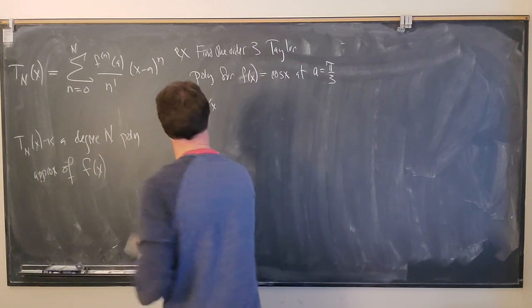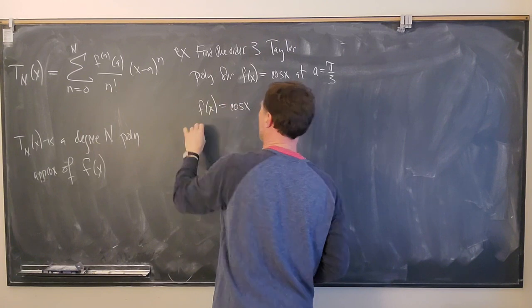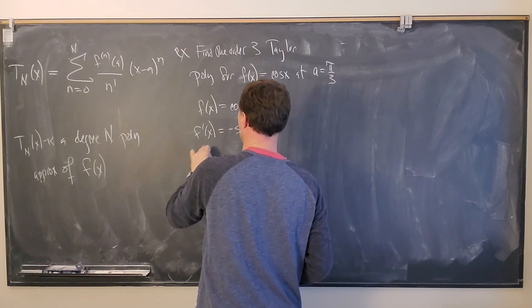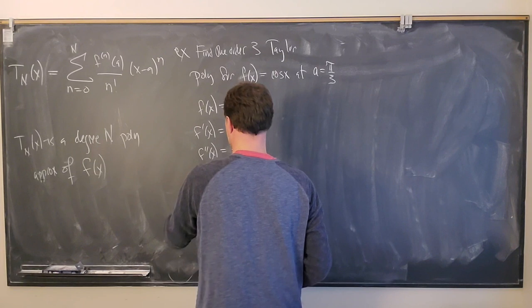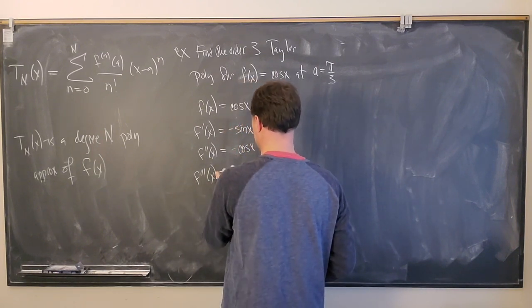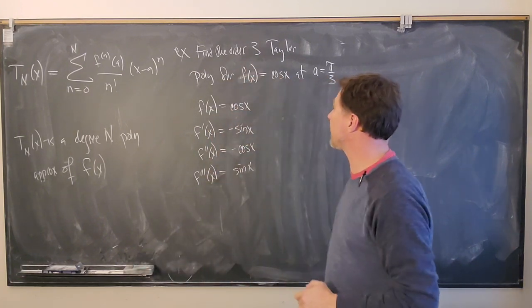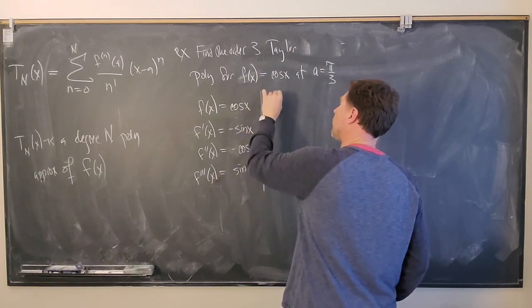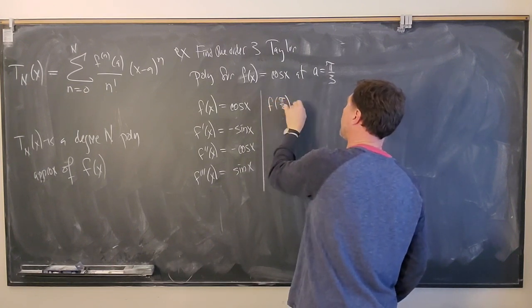Let me just make a little table here. So f of x equals cosine of x, f prime of x is minus sine x, f double prime of x is minus cosine x, f triple prime of x is equal to sine x. So I took 3 derivatives because I want the order 3 Taylor polynomial. Now I'm going to make a table where on the right-hand side, I plug in my a value. So we need f of pi over 3.